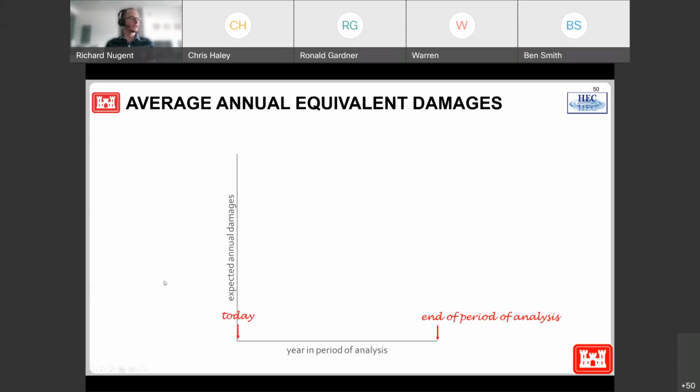We have a 50-year period of analysis. We'll have a base year expected annual damage and a most likely future year expected annual damage. We're going to interpolate between the base year and the most likely future year to get expected annual damage during the intermediate years. And then we're going to hold expected annual damage constant from the most likely future year to the end of the period of analysis. All of these expected annual damage values are then discounted to the base year. Basically, we're going to amortize this so that we can get an average annual equivalent damage estimate.